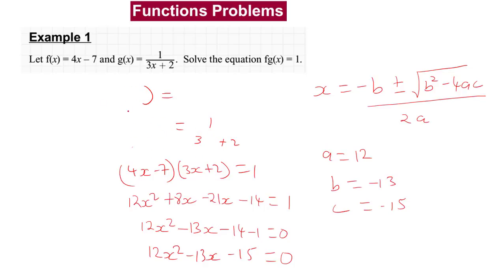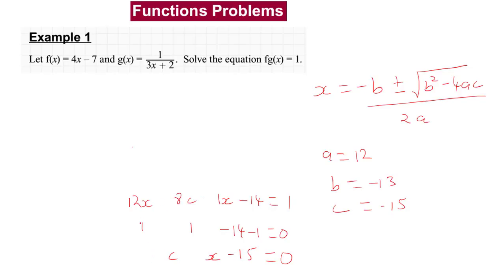Let's solve the equation f(g) of x equals 1. So step number 1, find the expression f(g) of x first. That's the first thing you need to do. So find f(g) of x as an expression. You might want to pause the video. And then once you've done that, you can then equate it to 1 and then just solve it for x. Okay. So let's do that.